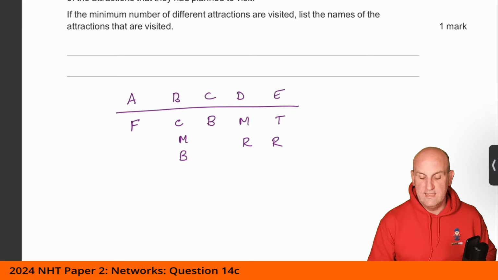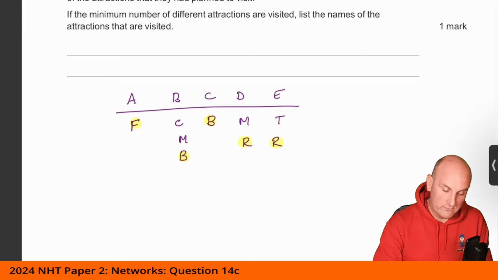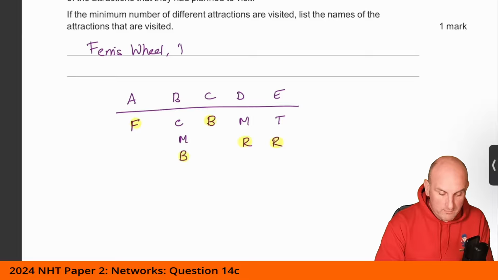So what I'm trying to do is find the rides that there are most of, effectively. And so it's clear that there are roller coasters, so it would make sense for both D and E to go to the roller coaster. It would make sense, therefore, for B and C to do B, which was the bumper cars, and A can only do F. So in which case, the minimum number of different attractions would be 3, and we want to list the names of those. So we would write Ferris wheel, bumper cars, and roller coaster.